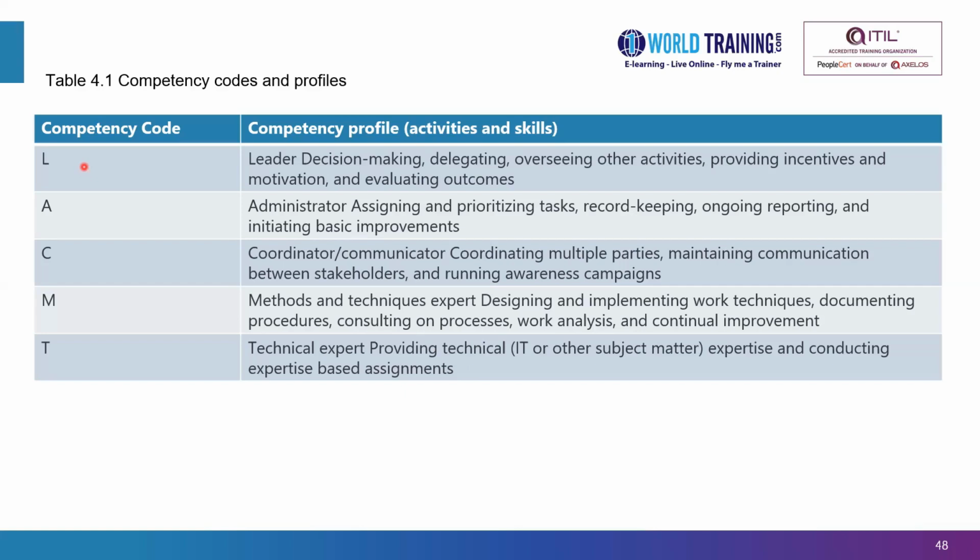For example, if it is LMT, it means the primary skill needed would be leadership, then the secondary would be methods and techniques expertise, and the third one would be technical expertise. On the other hand, if the competency code is TAC, that would mean the primary competency necessary would be technical expertise, followed by administration, and followed by coordination and communication. Now, it is not necessary to assign only 3 letters for the competency code. It could be 4 or even 5 letters. What is important is that the beginning letters have more priority than the later letters.